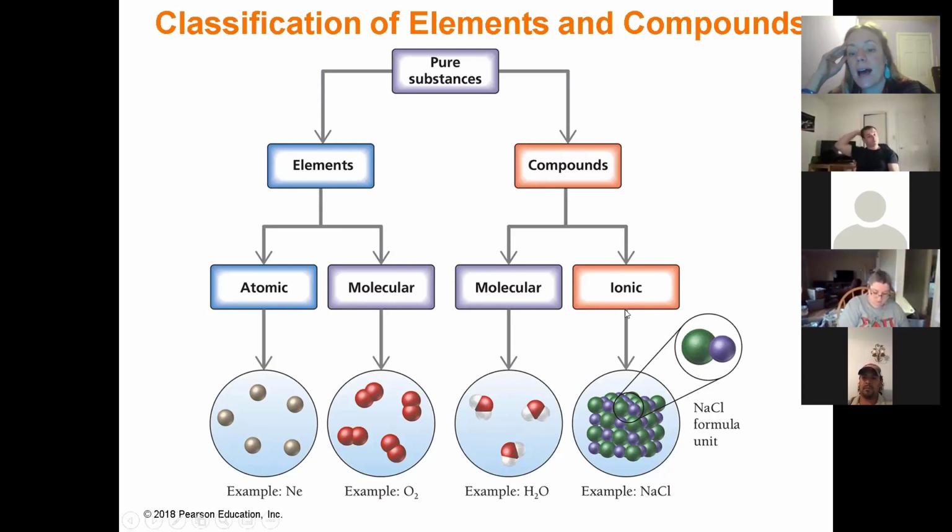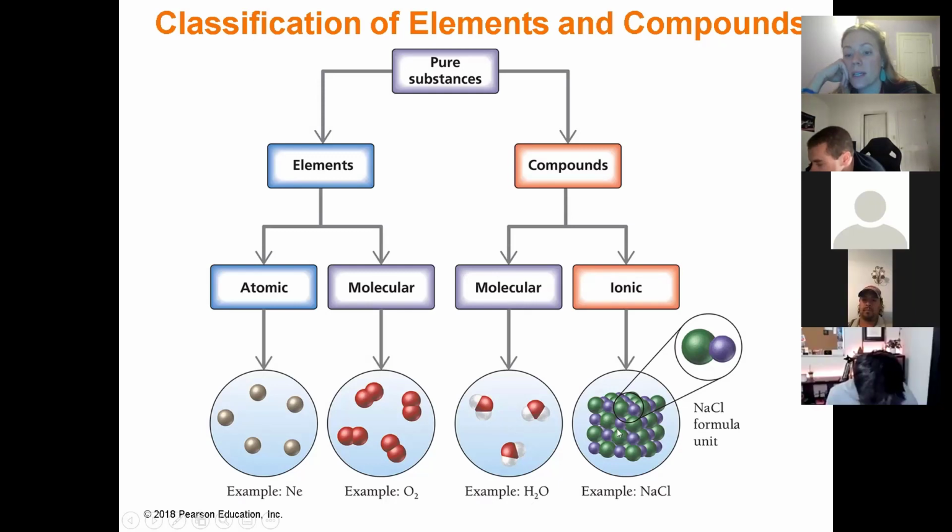Write a note that says ionic is a metal combined with a nonmetal, or a metal combined with a polyatomic ion. If you have two nonmetals, it's going to be molecular. So H2O is a good example of a molecular compound. Hydrogen is definitely not a metal. Oxygen is not a metal. So we go with molecular. How do these differ from each other? Well, the ionic transfers electrons. In the molecular, they share electrons.